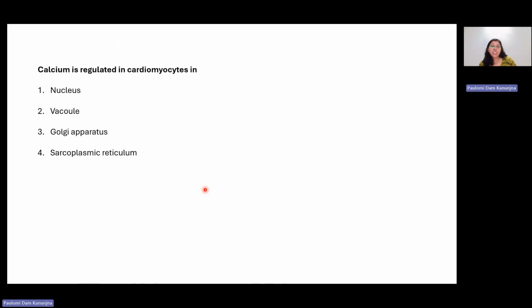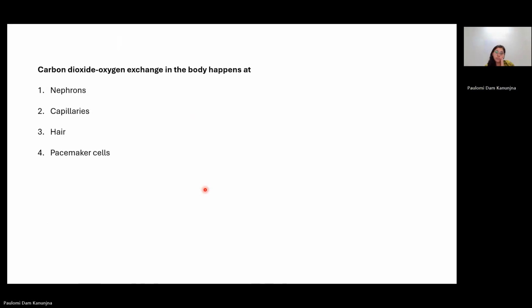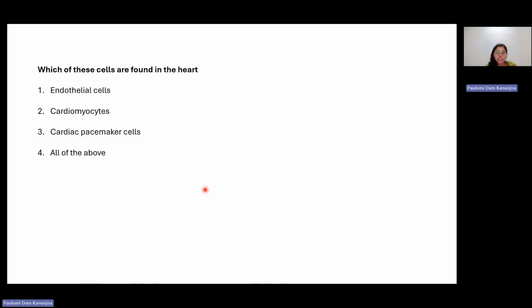Now calcium is important for any muscle contraction, right? So that is also regulated in cardiomyocytes, being released from, as we know, the sarcoplasmic reticulum. Now, carbon dioxide and oxygen exchange in the body happens at which scale? It happens at capillary scale. The other options don't even make sense.